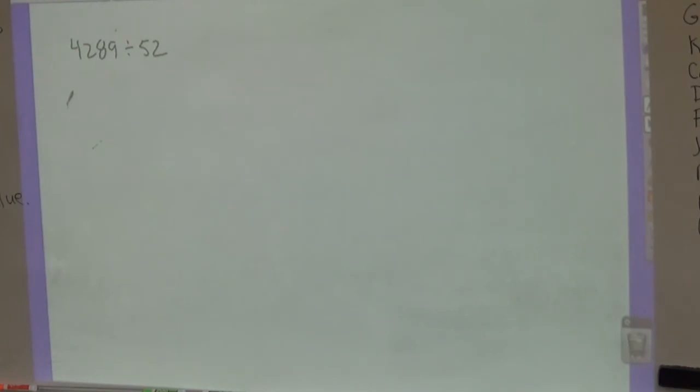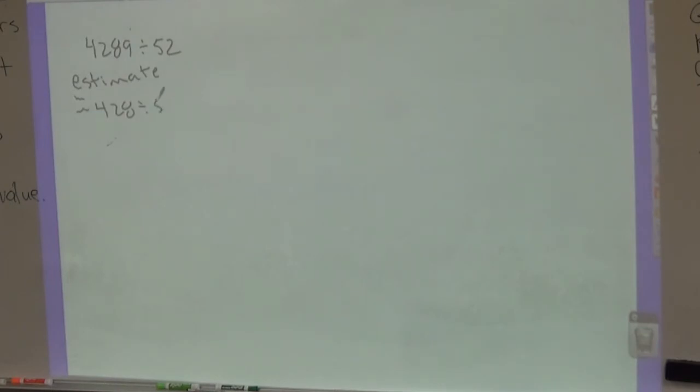Our first estimate, go ahead and have a seat. Let's go. Estimate, I bring it back, is 428 divided by 52. So that's 428 divided by 52, rounded to the nearest tens, gives us 50.